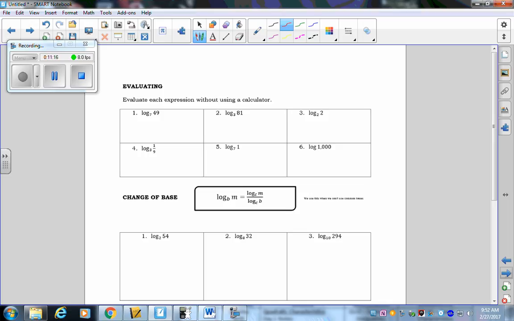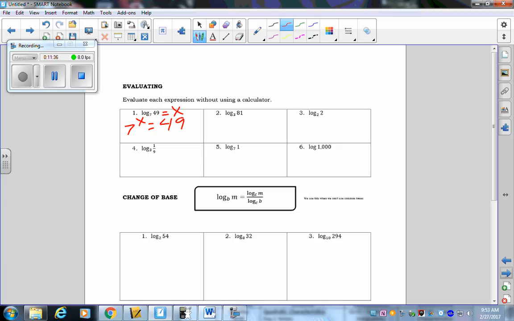So first things first, let's write it as an exponential. So this ends up being 7 to the what? What is this equal to? We don't know. So for right now, we're going to put a variable there, whatever letter you want to use. So I'm saying 7 to the x equals 49. I'm trying to find out what that is. So log base 7 of 49 is the same thing as saying 7 to some power is 49.